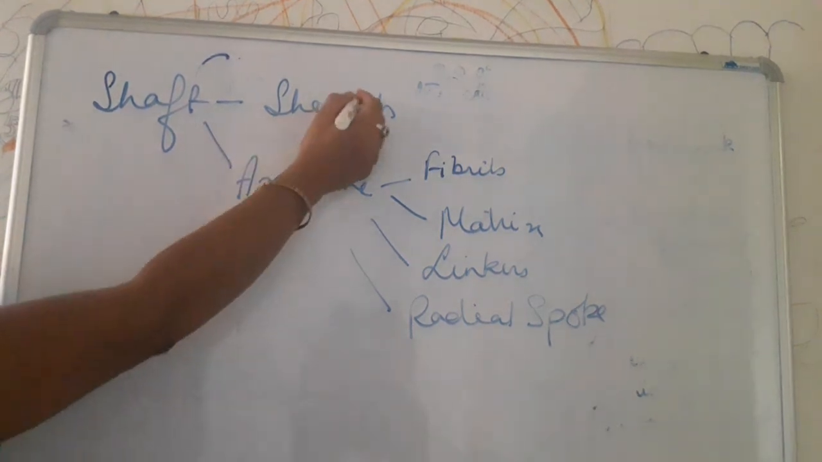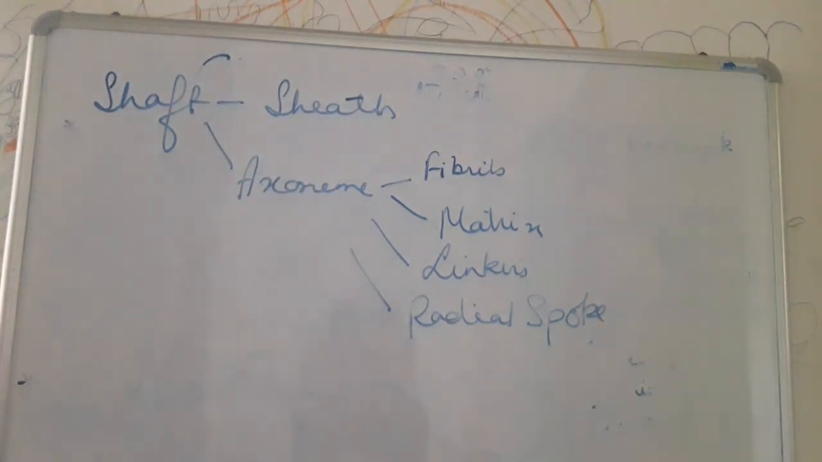Okay, now the axoneme, it has fibrils. That means the axoneme has 11 fibrils in combination of 9 doublet peripheral and 2 singlet central. That means it has a 9+2 arrangement. The peripheral doublet fibrils, they form a whole inner to the sheath and they consist of 2 microtubules.